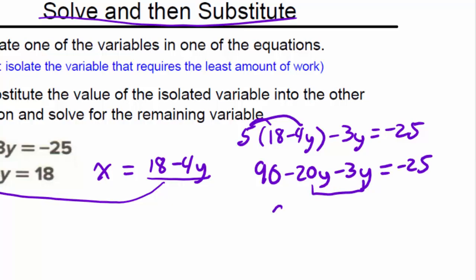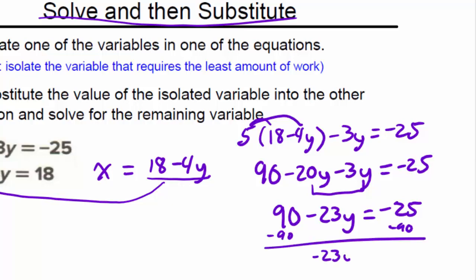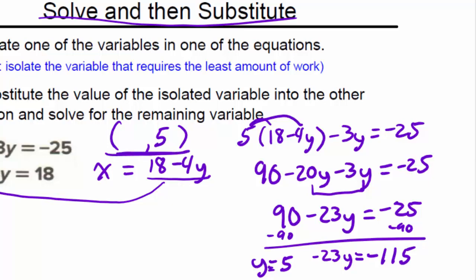Combine the like terms here, so I have 90. Now this is a negative 20y minus 3y, which gives me negative 23y, and that's going to equal negative 25. Subtract 90 from both sides, and that will leave me with negative 23y equals negative 115. Then I'm going to divide both sides by negative 23, and y ends up equaling a positive 5. So half of my solution gives me a 5 for y. Make sure you put that in the y position. This is where my solution is going to be.